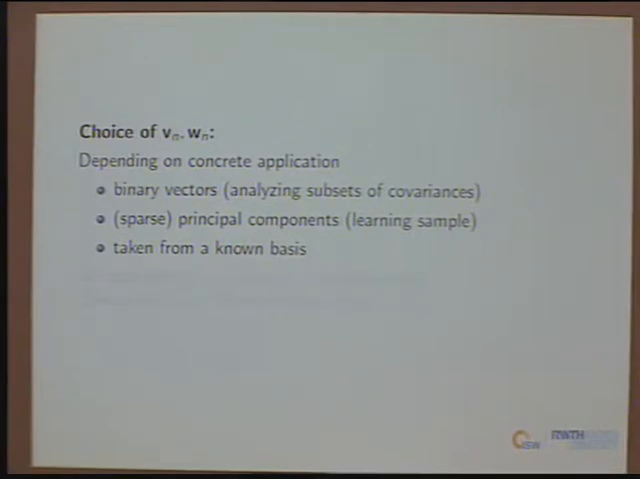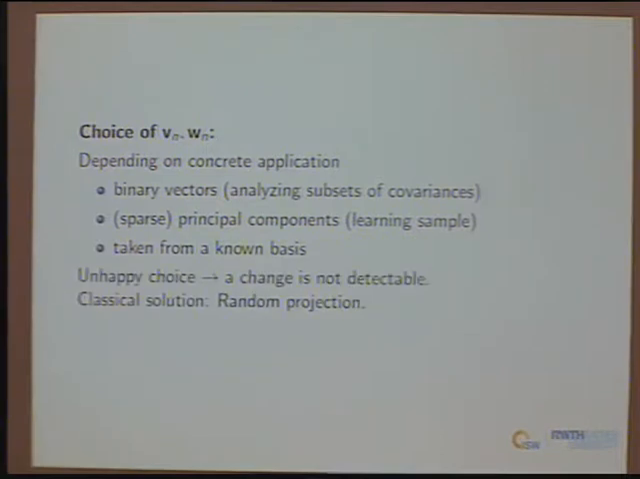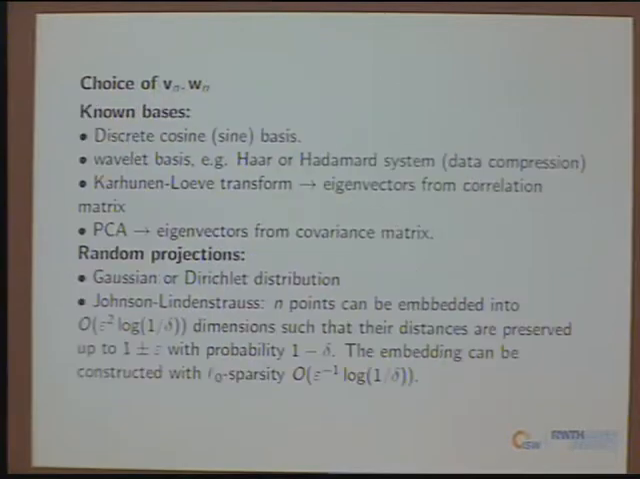We can use binary vectors if we want to analyze some subsets of the covariance. We can use sparse principal components estimated from a learning sample, as motivated. We can take it from a known basis as well. But if you have an unhappy choice, then a change, of course, is not detectable. This is clear. The classical solution used in many fields of science is then to use a random projection. This is nothing which is really new.